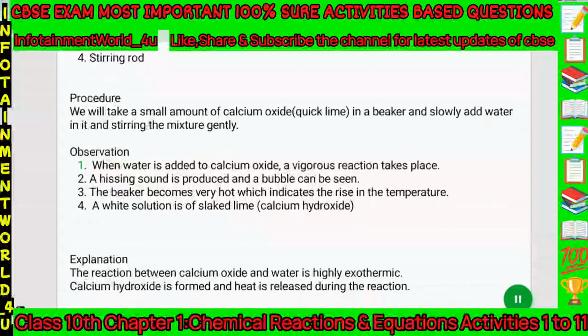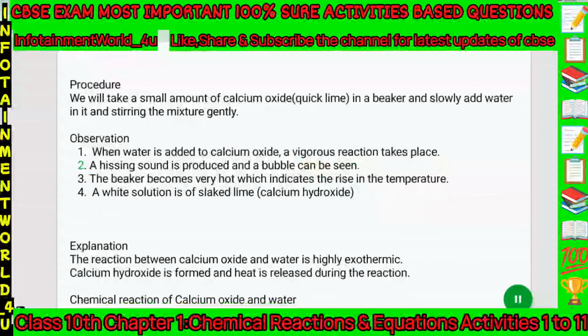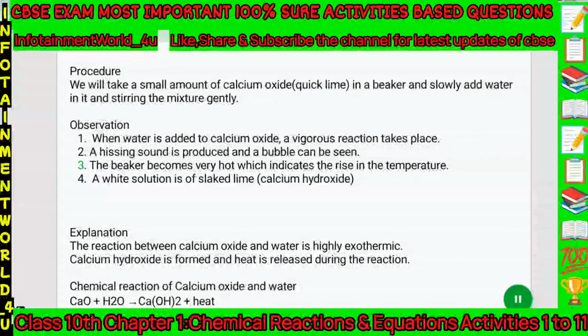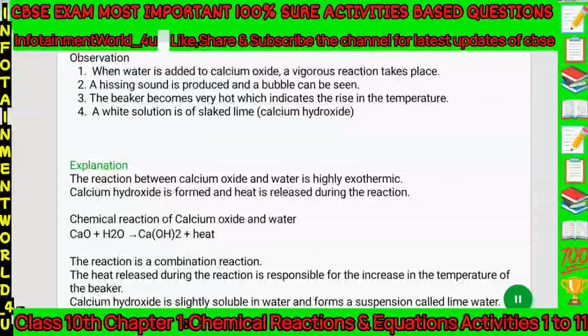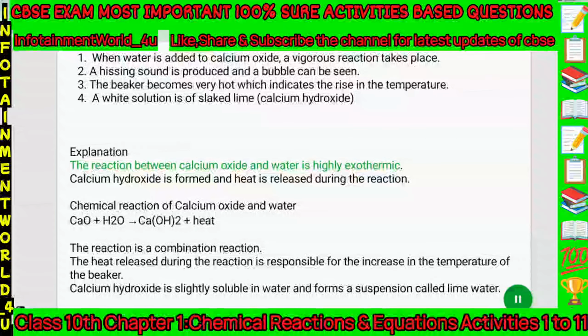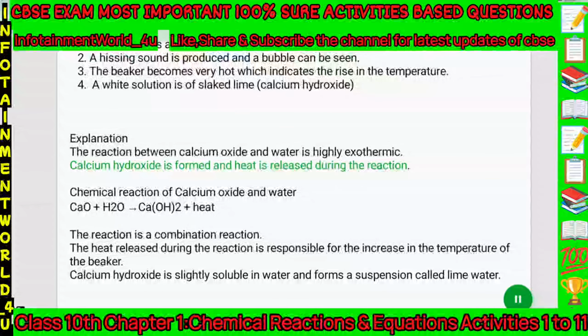Observation: 1. When water is added to calcium oxide, a vigorous reaction takes place. 2. A hissing sound is produced and bubbles can be seen. 3. The beaker becomes very hot, which indicates a rise in temperature. 4. A white solution of slaked lime, calcium hydroxide, is formed. Explanation: the reaction between calcium oxide and water is highly exothermic. Calcium hydroxide is formed and heat is released during the reaction.